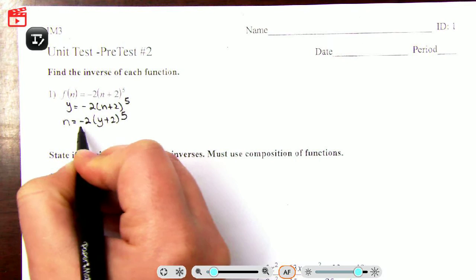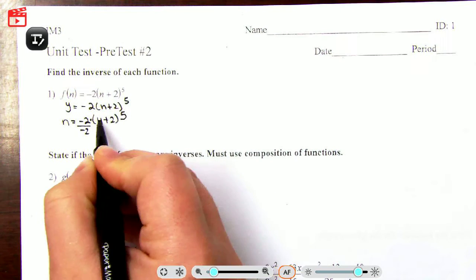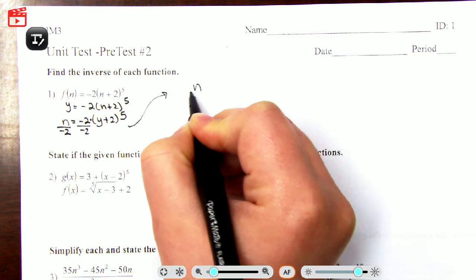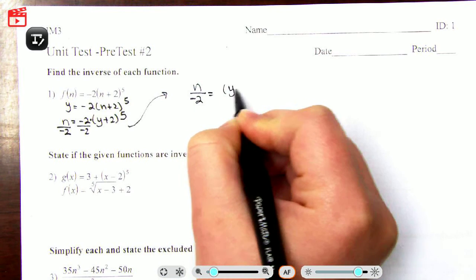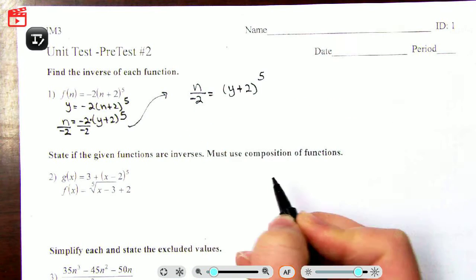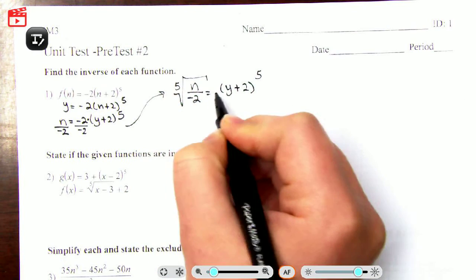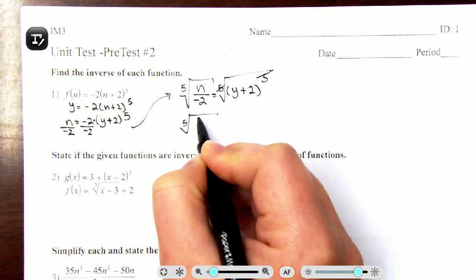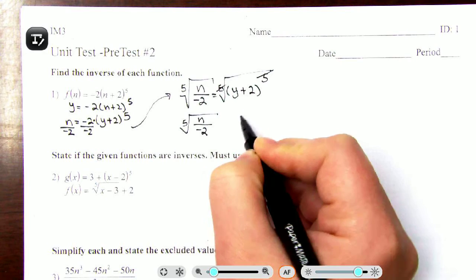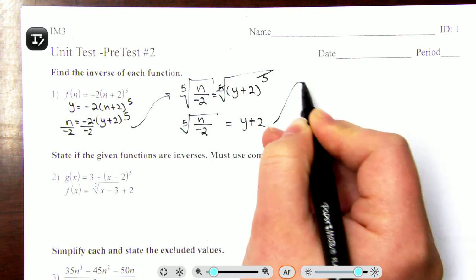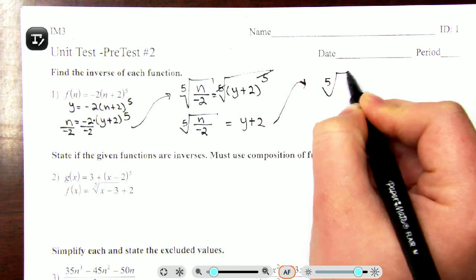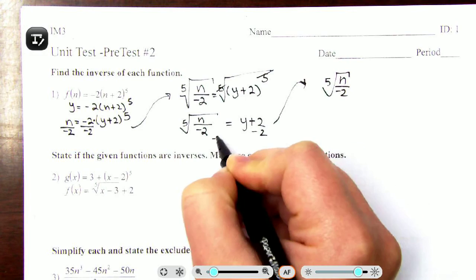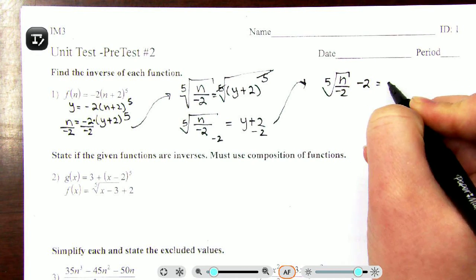After that, you're going to divide by -2 because this is -2 times this right here. So we're dividing by -2. So we have n divided by -2 is equal to y plus 2 to the 5th power. I'm going to take the 5th root of both sides to get rid of that. So 5th root of n divided by -2 is equal to y plus 2. Then I'm going to subtract 2 from both sides. So 5th root of n divided by -2, minus 2, is equal to y.